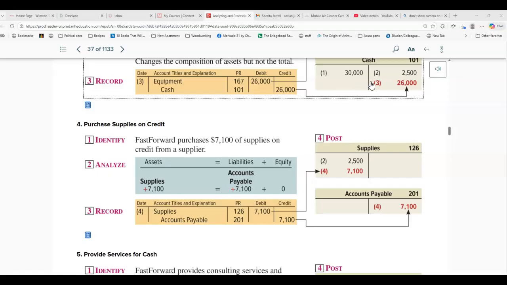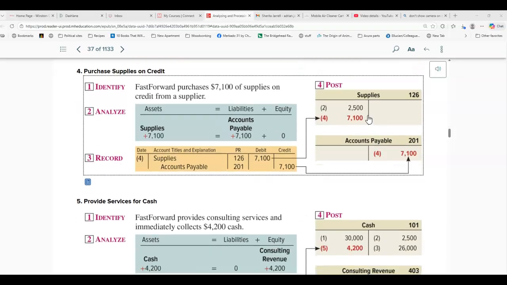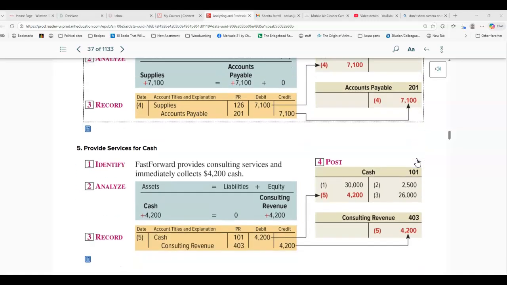And that is you're going to put the balance on the side that has the most money in it. Well, 30,000 is bigger than 28,500, so you're going to have a balance of 1,500 on the debit side, a normal balance. You can see supplies also has a balance of 9,600, but it would be a debit balance. Accounts payable has a $7,100 credit balance.